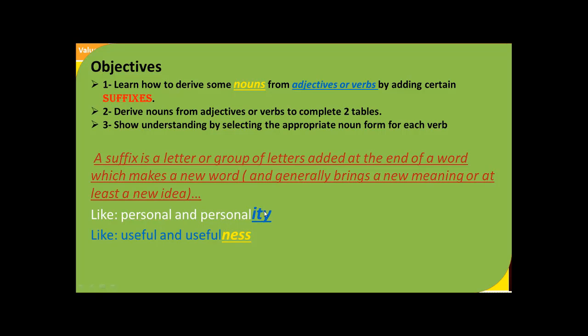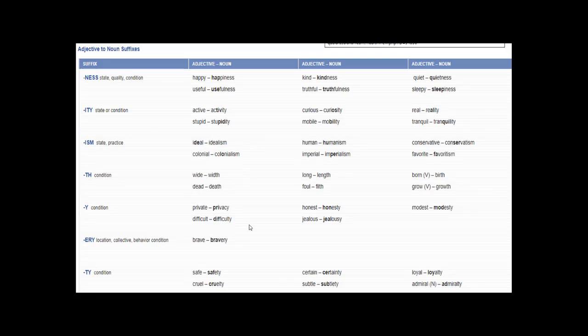Have a look at the word personality, which derives from the adjective personal, and now we have a new meaning, a noun, not an adjective. The second noun we have, usefulness, derives from useful by adding the suffix. Hope the idea is clear. And now let's start with adjectives.